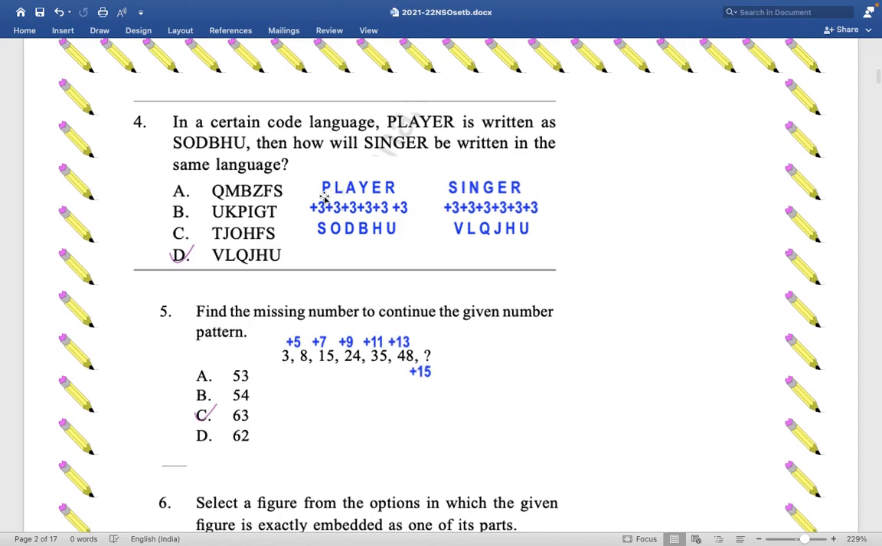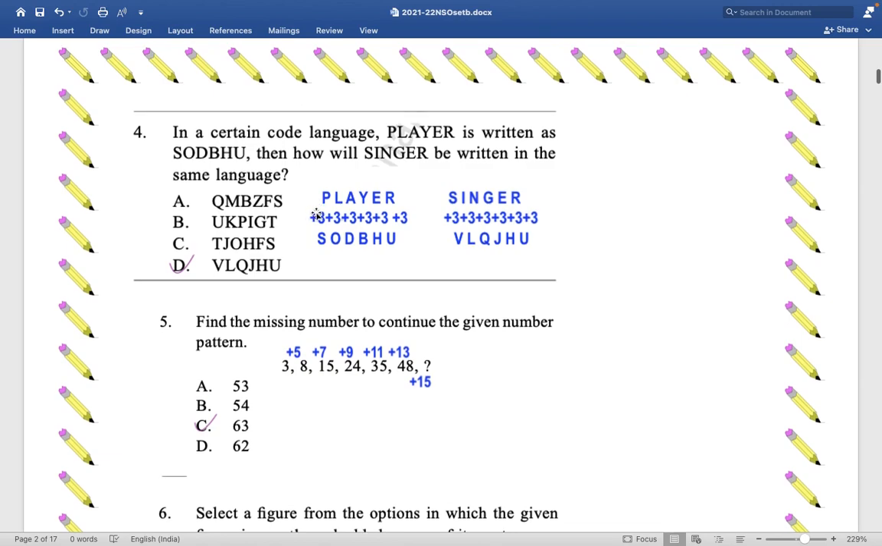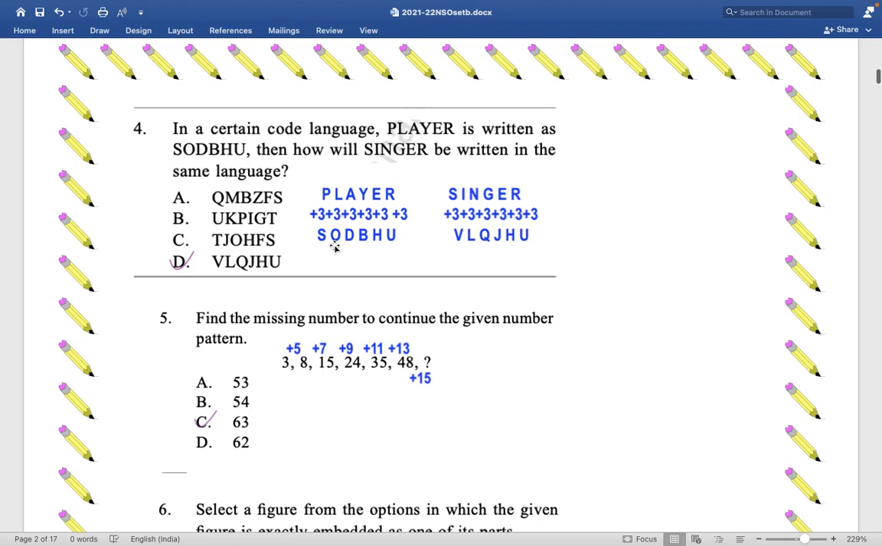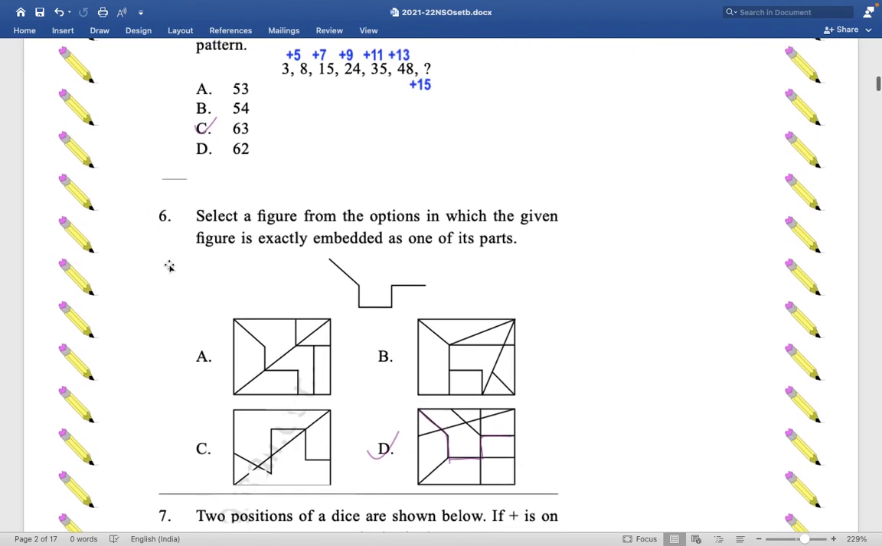Here to each letter of the word, 3 letters are being added. P plus 3 letters is S, L plus 3 letters is O, and so on for the rest of the word. When singer is coded in the same language, we get VLQG JHU. So D is the answer here.